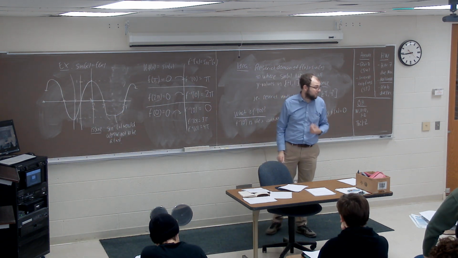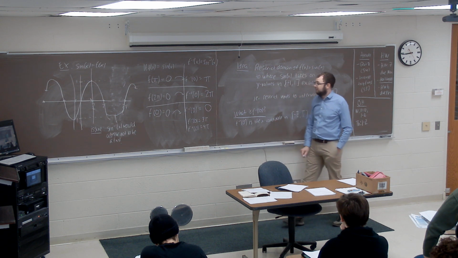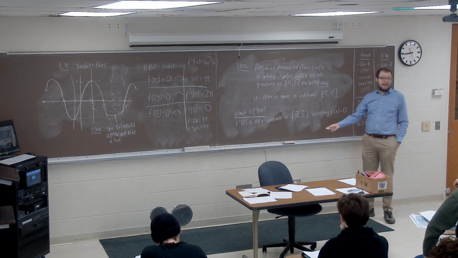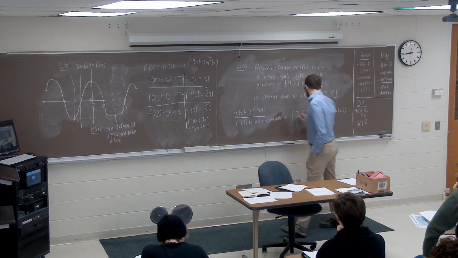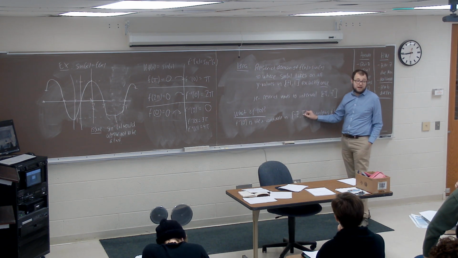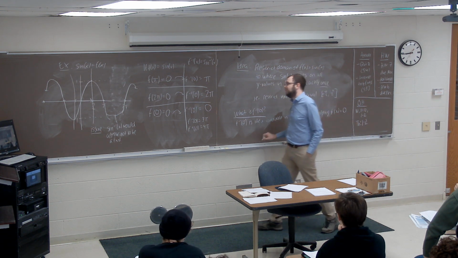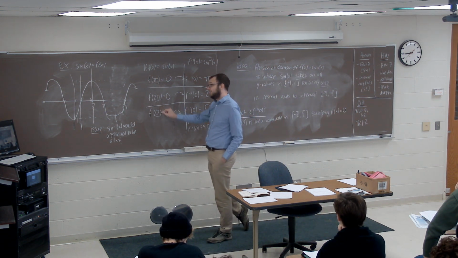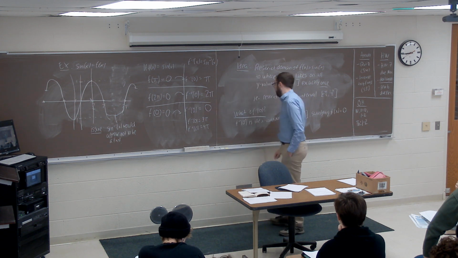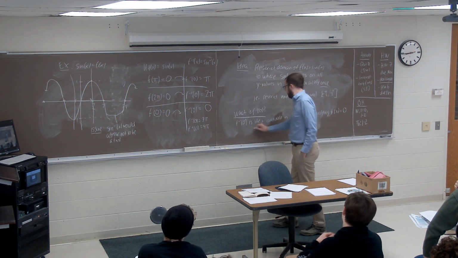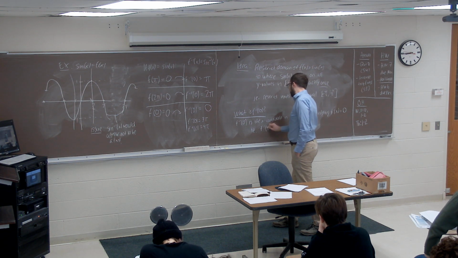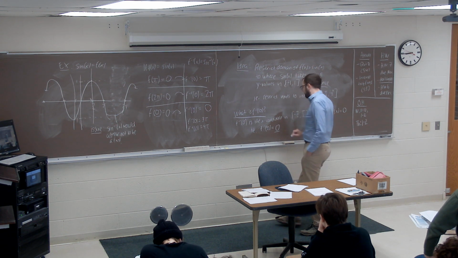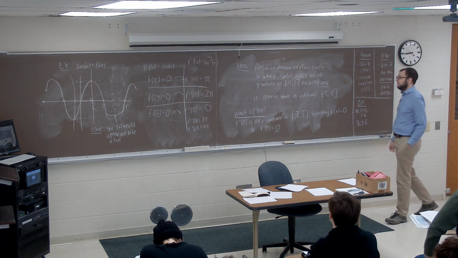Negative pi over 2 to pi over 2, it's going to be 0. Yeah, I think 0 is the x coordinate we're looking for, because 0 is in between negative pi over 2 and pi over 2, and if we were to take f of 0, we would get 0 as an output. I.e., f inverse of 0 would have to be equal to 0 specifically.